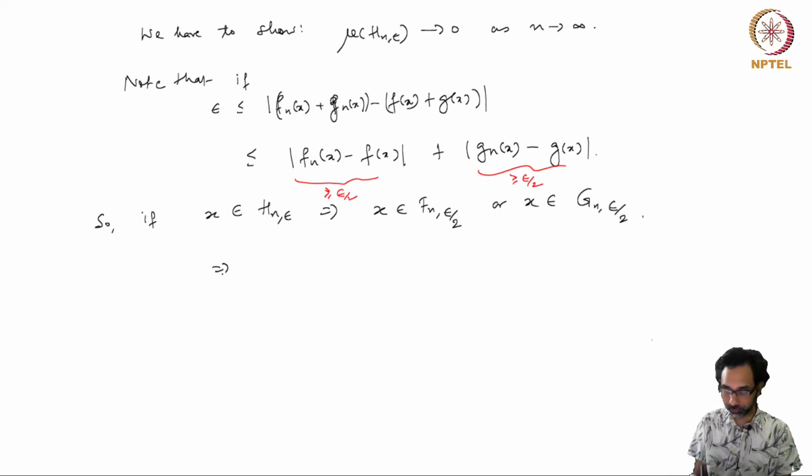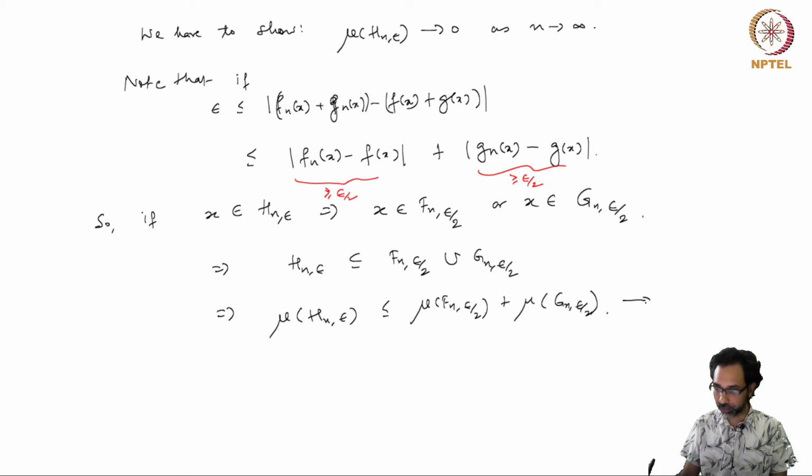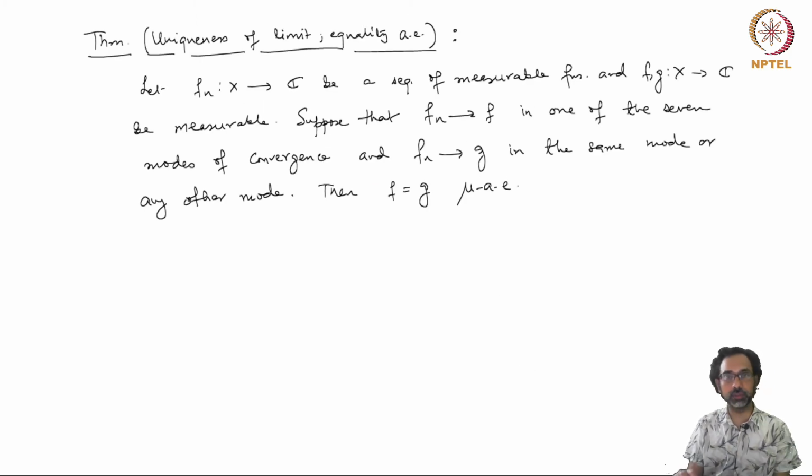So this means that Hn epsilon is a subset of Fn epsilon by 2 union Gn epsilon by 2, and so the measure of Hn epsilon is less than or equal to the sum of the measures of Fn epsilon by 2 plus the measure of Gn epsilon by 2, and the right hand side goes to 0 as n goes to infinity, because both these terms go to 0. So this means that Fn plus Gn converges to F plus G in measure.